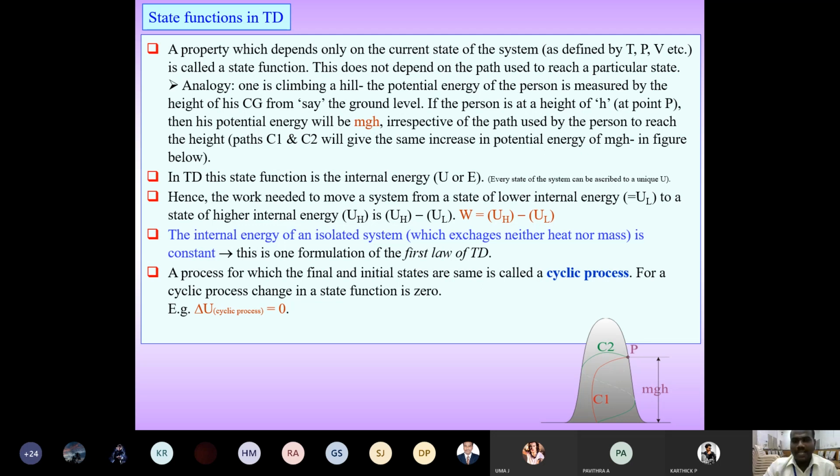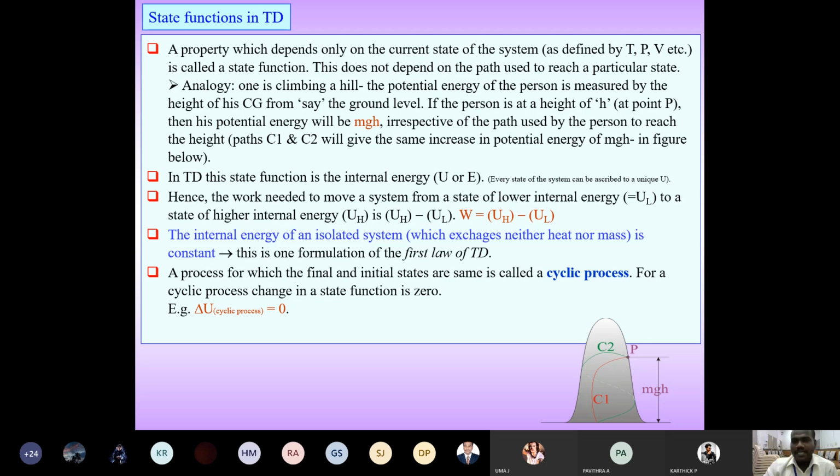If you calculate the potential energy, the potential energy for both processes will be the same. If a person is at height H, the point P, then his potential energy will be mgh. How can we calculate it? This is the formula. By using this formula, potential energy is equal to mgh, irrespective of the path used by the person to reach the height.